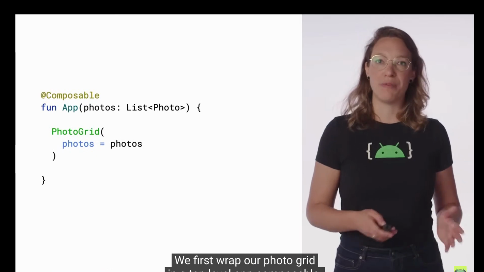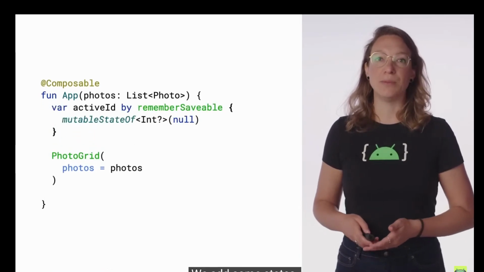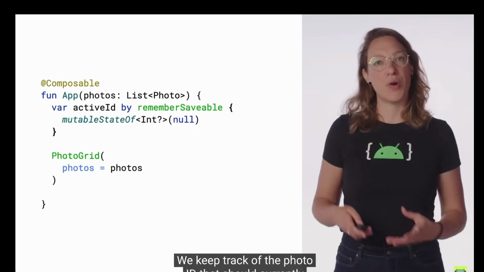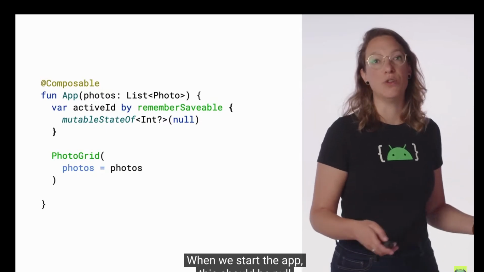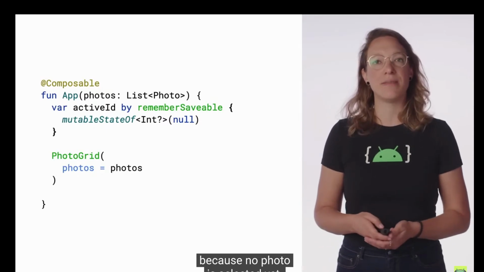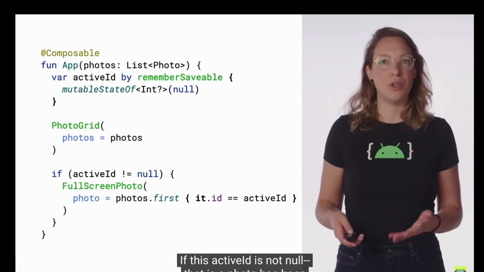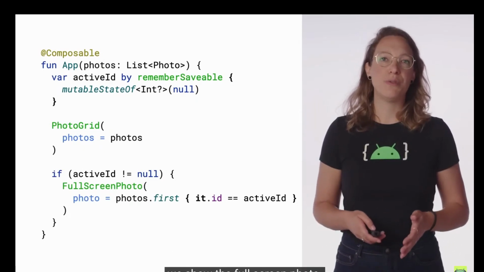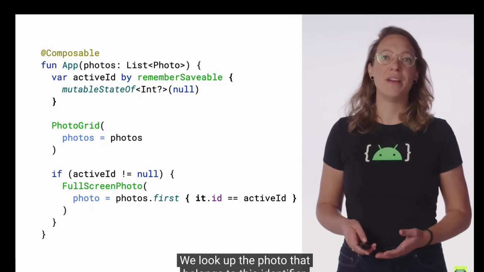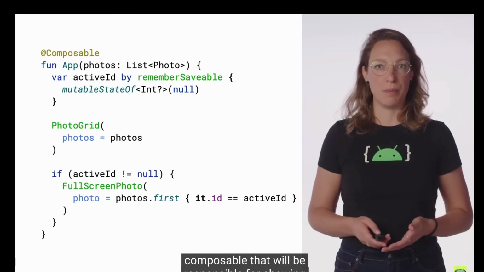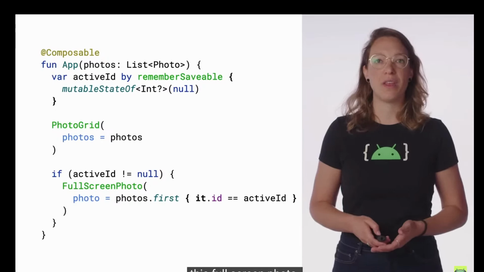We first wrap our photo grid in a top-level app composable. We add some state. We keep track of the photo ID that should currently be showing full screen. When we start the app, this should be null because no photo is selected yet. If this active ID is not null, that is, a photo has been clicked, we show the full screen photo. We look up the photo that belongs to this identifier and we pass it to the full screen photo composable that will be responsible for showing this full screen photo.